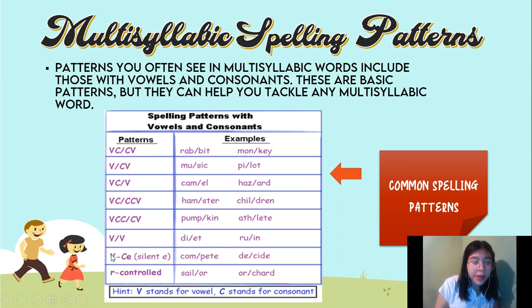Then we have the pattern of the VCE, which is vowel, C for consonant, and the letter E, which is silent, as in compete or decide. And finally we have R-controlled, which is for sailor and orchard.